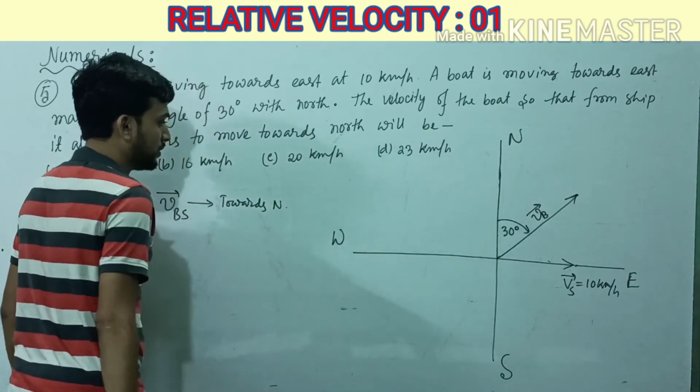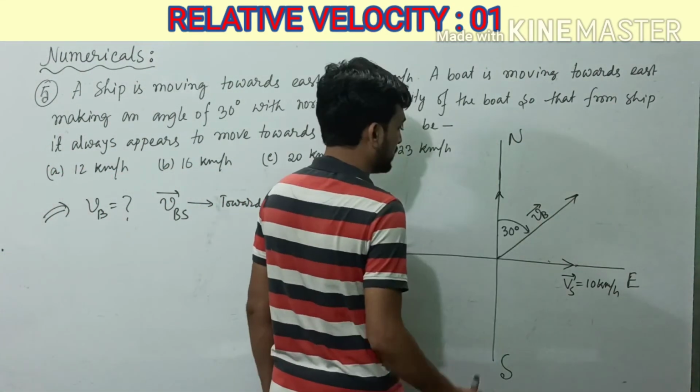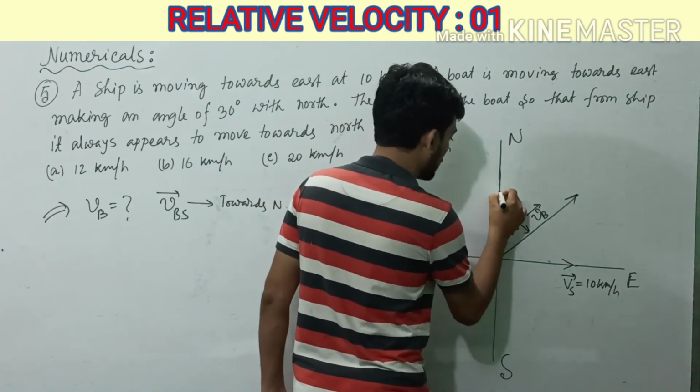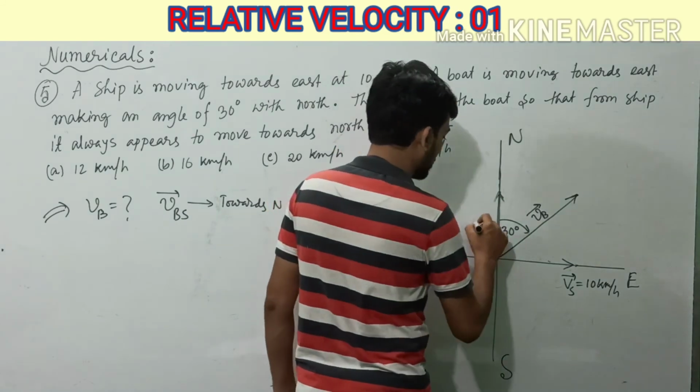One condition is given here: the velocity of the boat we need to find, so that from the ship it will always appear to move towards north. Means velocity of boat we need to find, so that the boat from the ship will always appear to move towards north. Okay, so this will be the direction of relative velocity of boat with respect to ship.